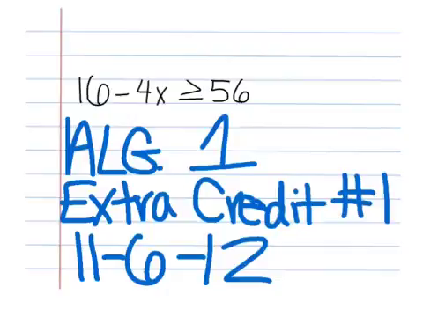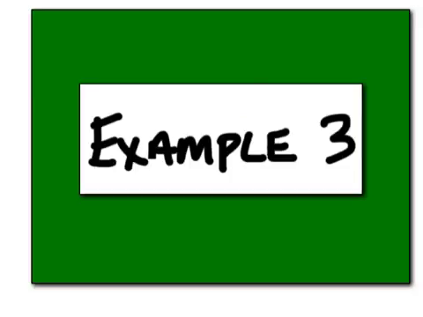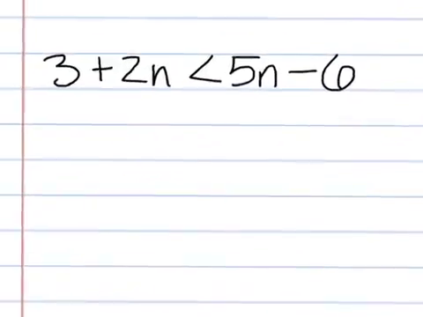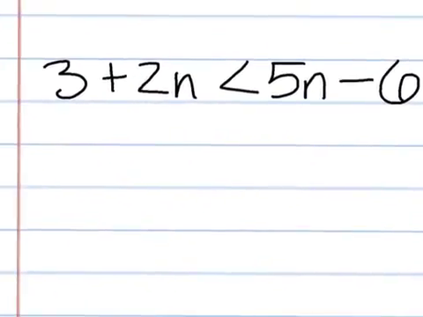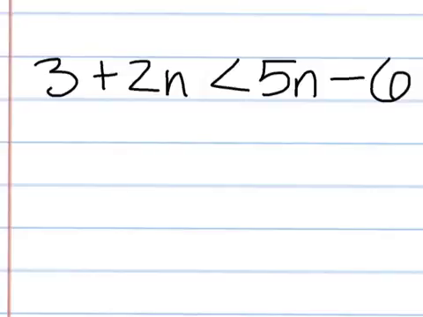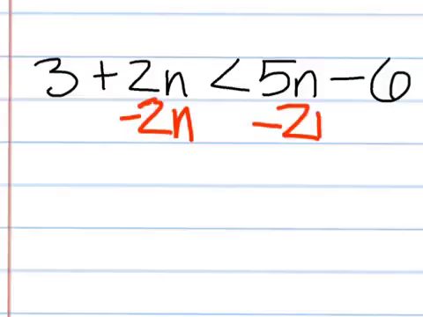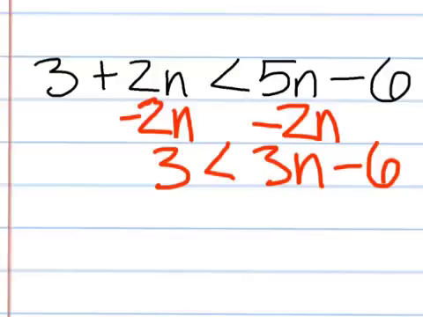Alright, extra credit problem. Go ahead and write it down. Okay, for example number 3, this time we have a variable on both sides. Again, we're just going to treat the inequality like an equals sign. So we have 3 plus 2n is less than 5n minus 6. We want our variables and our numbers on the same side. This is just like the ones we did before, except we're using inequalities this time. So we're going to subtract 2n from each side. So we have 3 is less than 3n minus 6.